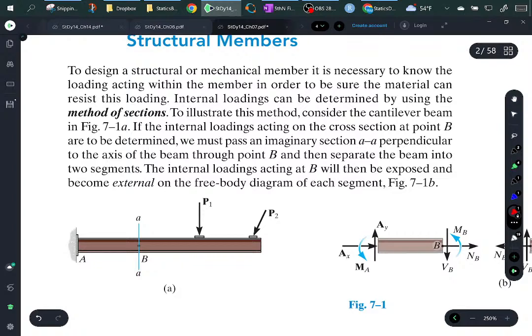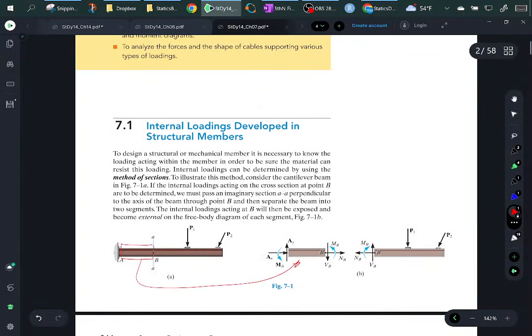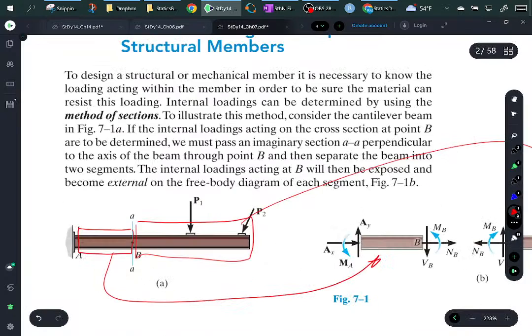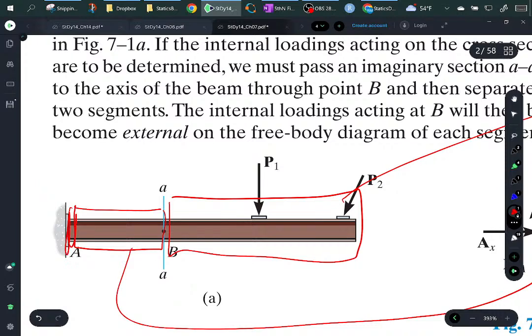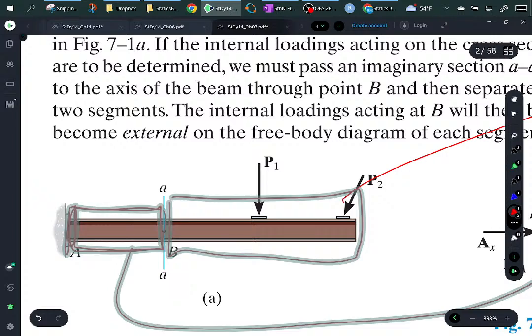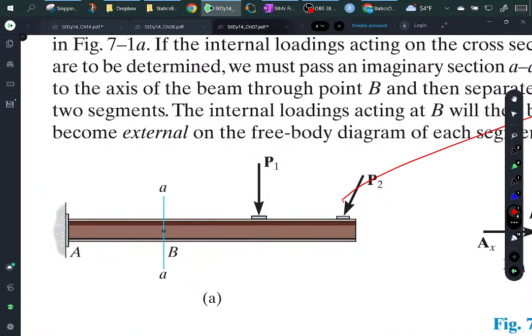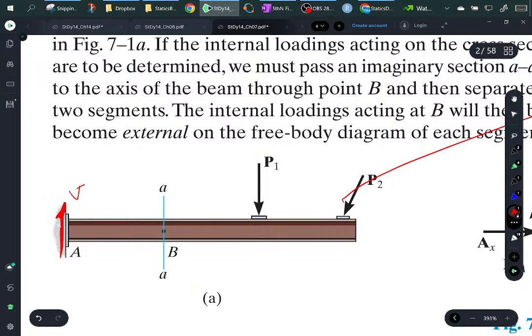Okay, so what he's done here is he's taken this section of the beam and put it right there. He's taken the right section and put it right here. However, in a free body diagram of this section, you will need to know the loads that the wall is placing back on here. Obviously, the wall is going to produce some type of shear, which we'll find out later.